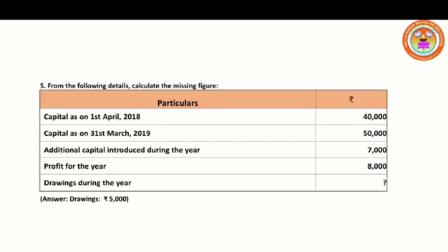Next question 5. From the following details, calculate the missing figure. Capital as on 1st April, 40,000. This amount denotes opening capital. Capital as on 31st March 2019, 50,000. With the help of the date, we can identify whether it is opening capital or closing capital. Additional capital introduced during the year, 7,000. Profit for the year, 8,000. Drawings during the year is the missing figure. Let me see how to find out drawings.